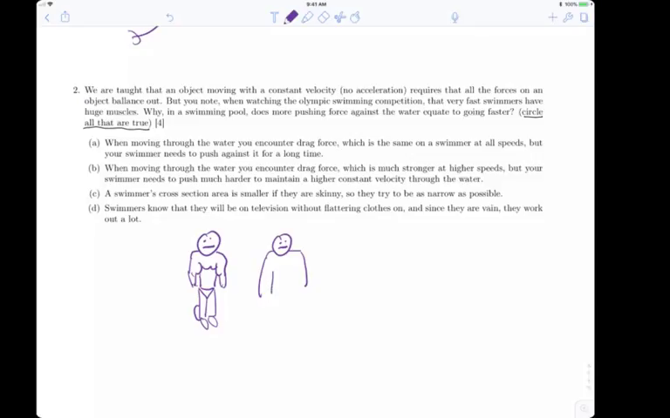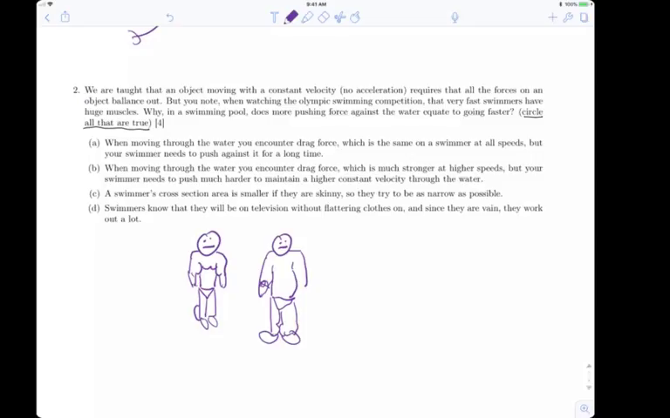So I'm going to draw myself next to one of these swimmers. You will note that I have a gut. I've got big legs too. Yeah, look at those giant legs. And I'm wearing a watch.